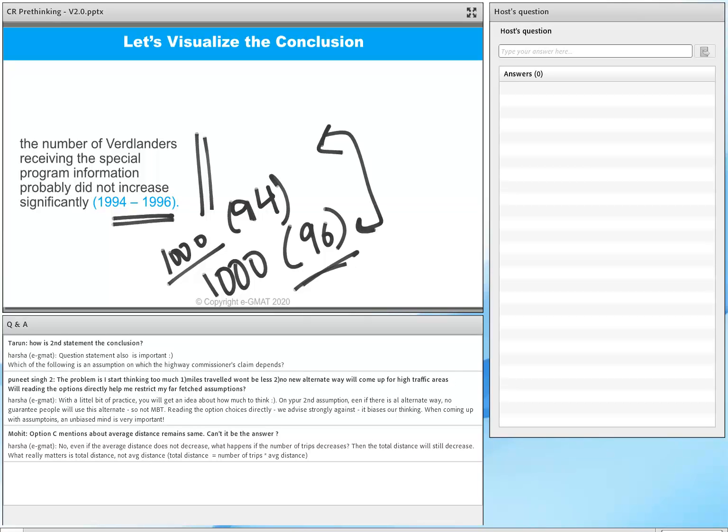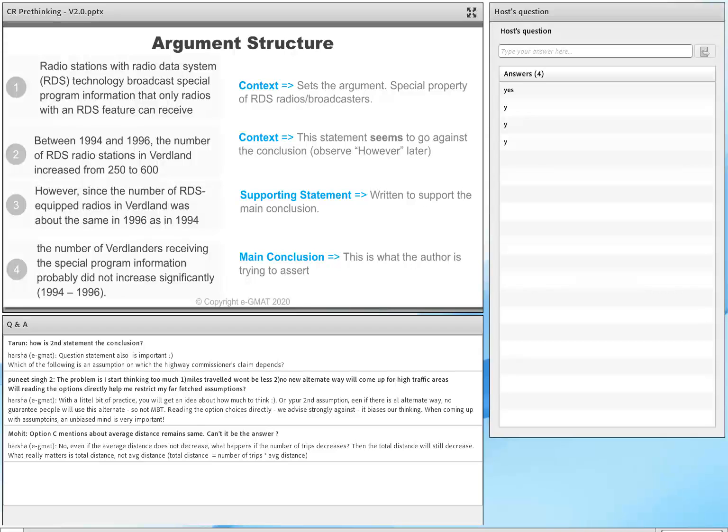But let's first come to this over here. The conclusion, is that clear? That's what this conclusion is saying. We had 1,000 people who got the special program information in 94. We have 1,000 people in 96 as well. Yes, no? Just appreciate a response, guys. Okay. All right. So this is what we call a logical structure or argument structure.